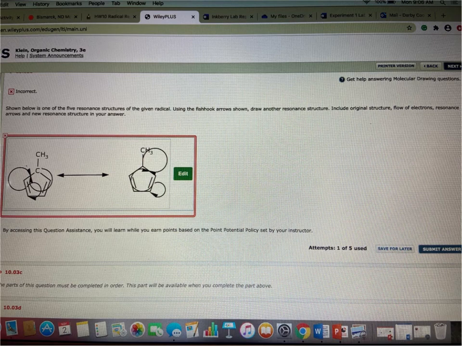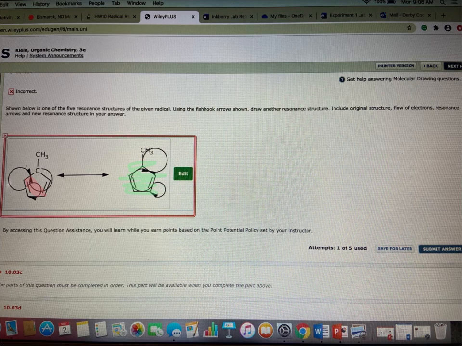So in this problem, you're asked to draw a resonance structure of this cyclopentadienyl radical. And maybe one of the issues is this overlap of these arrows. Again, I'm not completely sure, but if you were asked to draw this second structure here, that would not be the correct resonance form from what you're starting with.